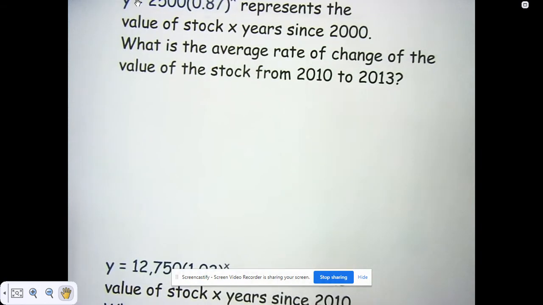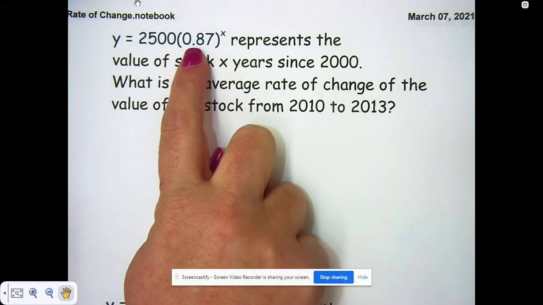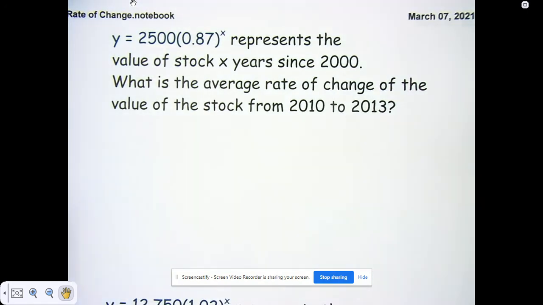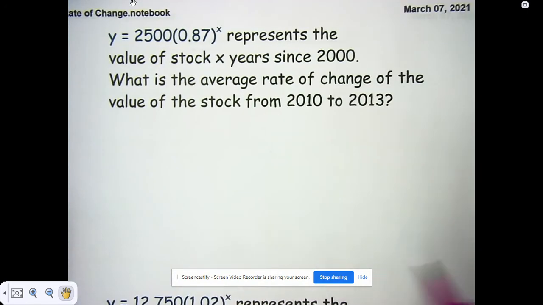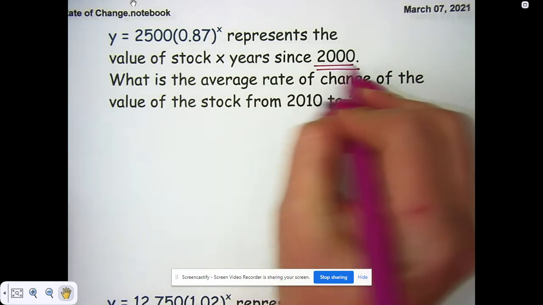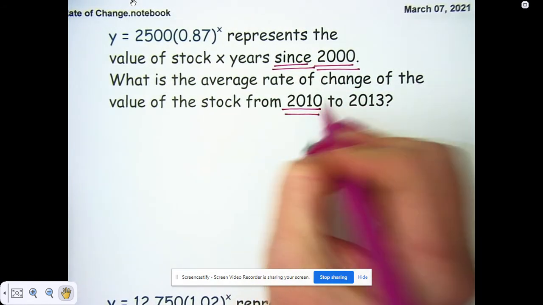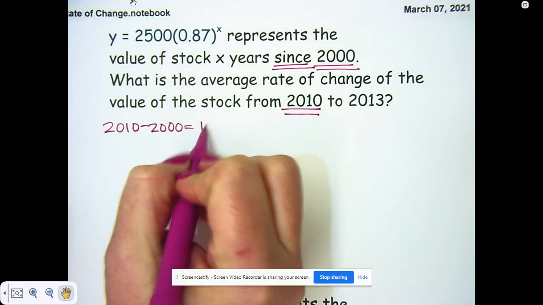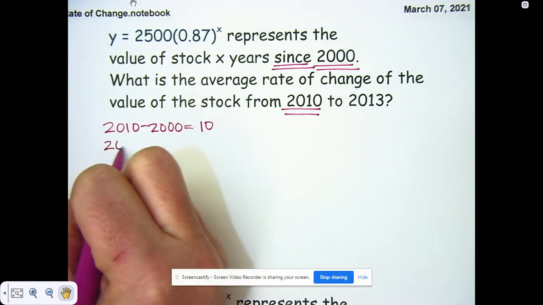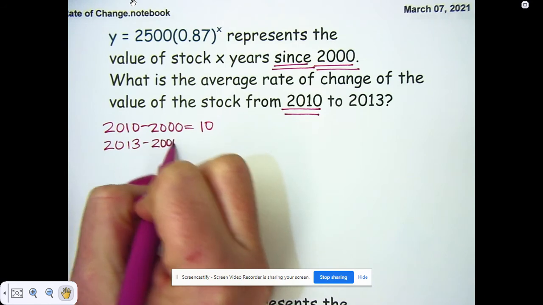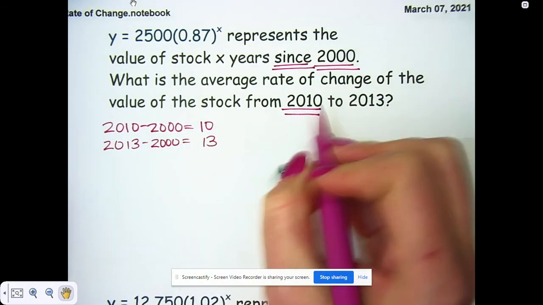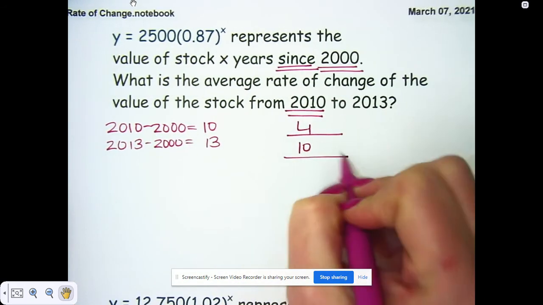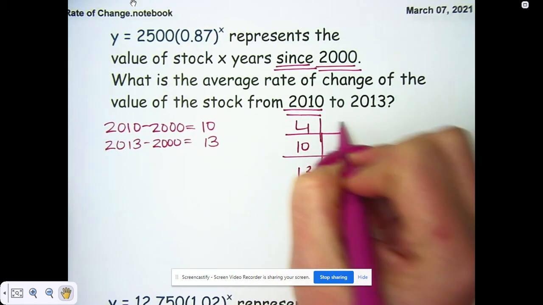All right. So right here, I'm going to notice this is decay. So when I get done with this, y'all, I should have a negative rate of change. Let's see. So since 2000, and we're going to 2010. So 2010 minus 2000, one of my x's is 10. And then 2013 minus 2000, the other one is 13. So L1 is going to be 10 and 13.